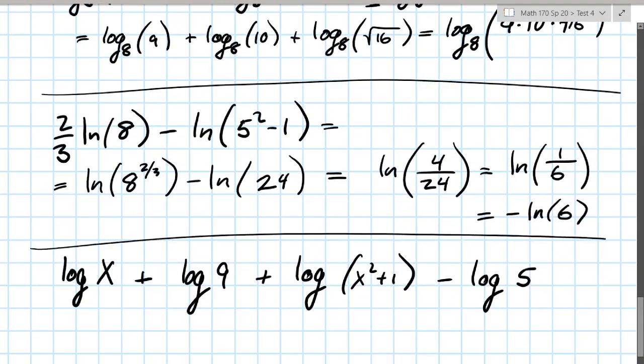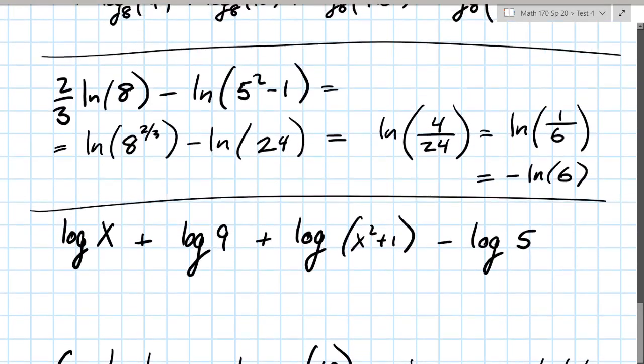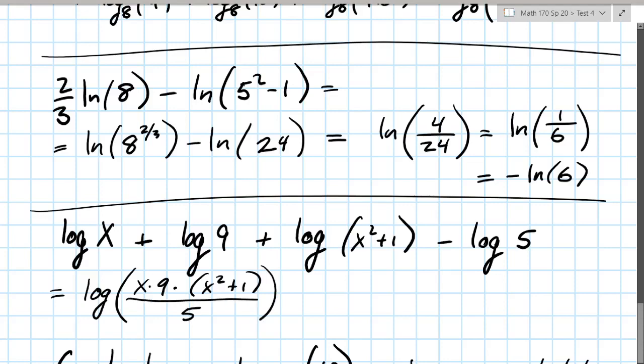For the next problem, again, we want to combine these and collapse it down into a single logarithm. Notice there aren't any coefficients, so we can just jump right to the answer. What log base are we dealing with? This is log base 10 because it's the common log. X times 9 times parentheses x squared plus 1, and all of this is divided by 5. Nothing else to do with that. We have combined it and collapsed it down to a single logarithm.